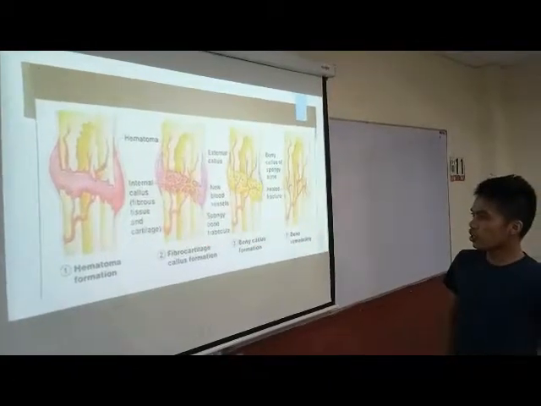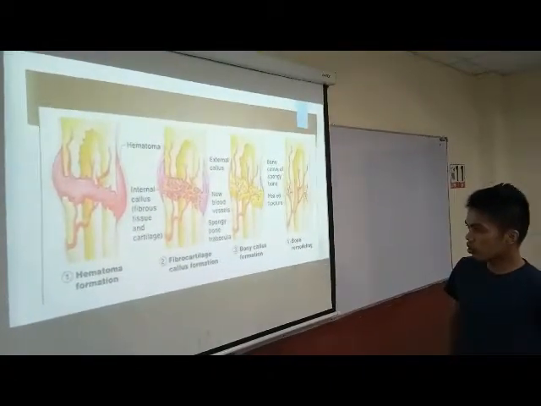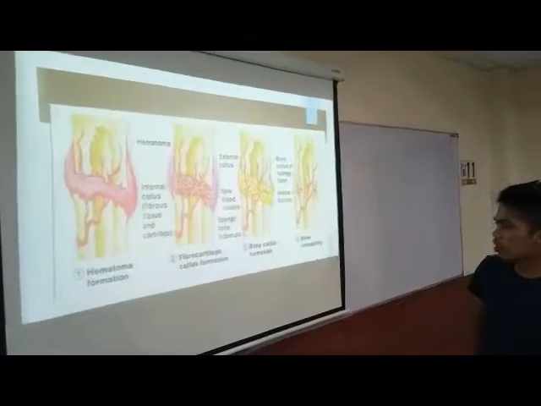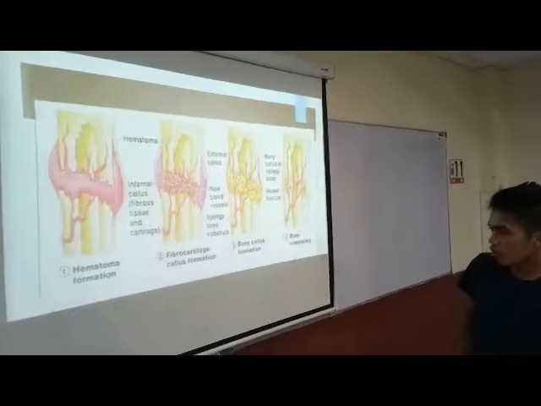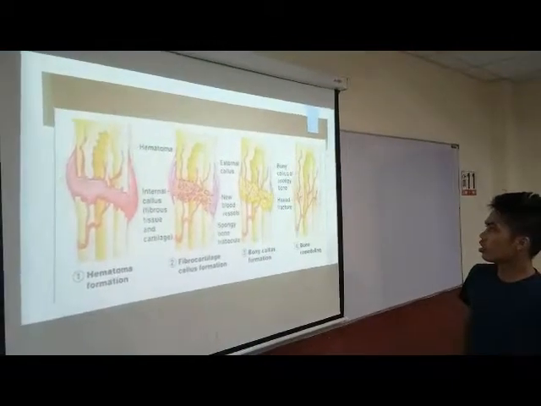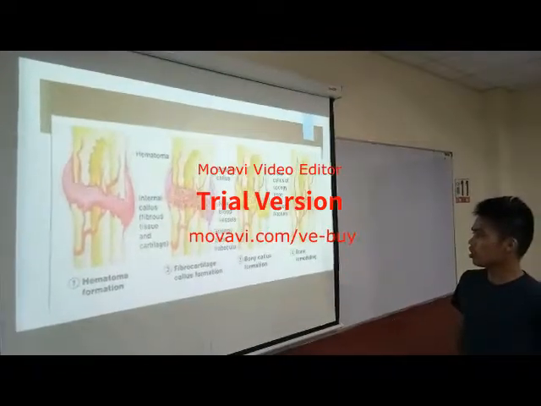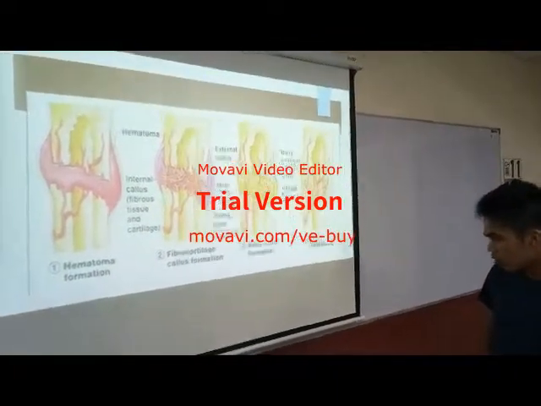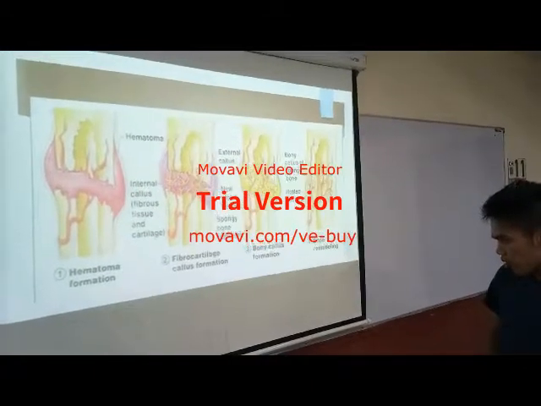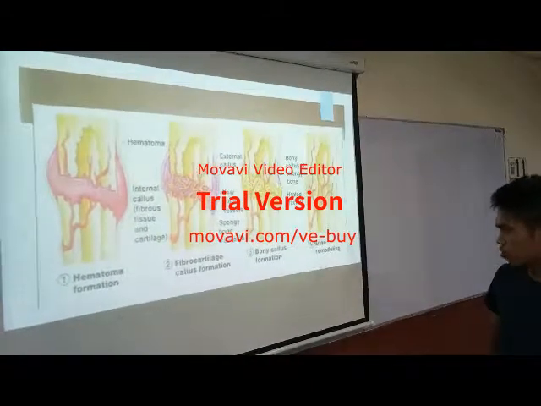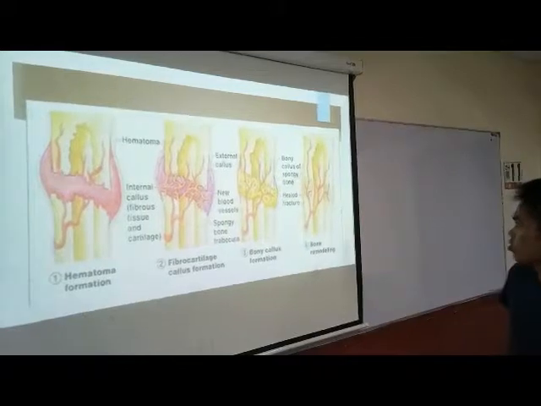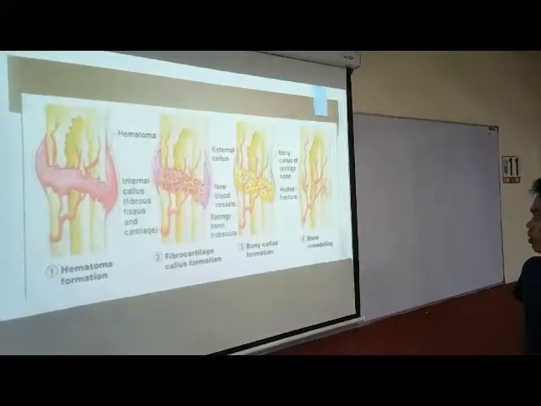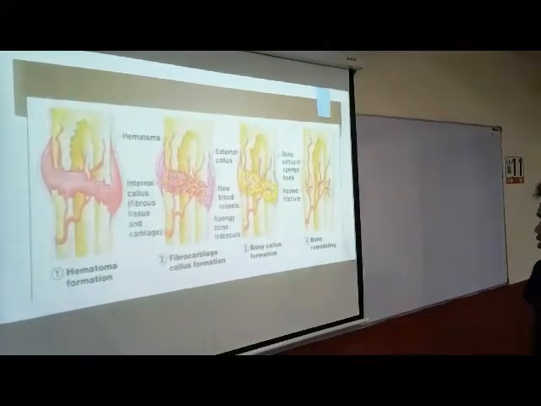Hematoma formation. Internal callus: new blood vessels, spongy bone, fibrous tissue and cartilage. External callus. Fibrocartilage formation. Bony callus formation of spongy bone.